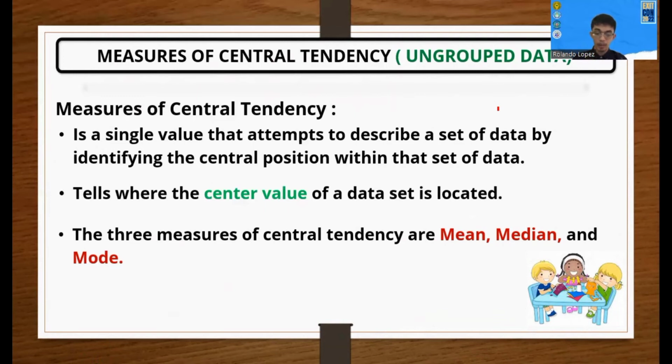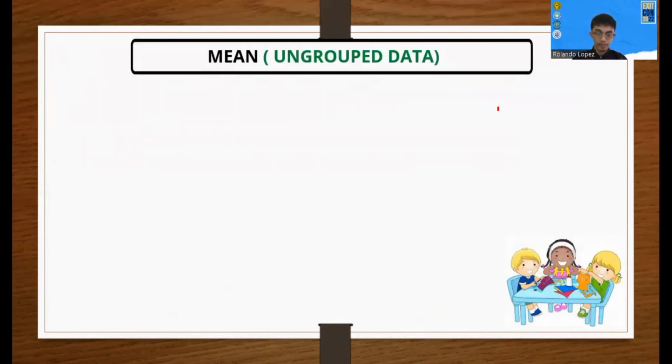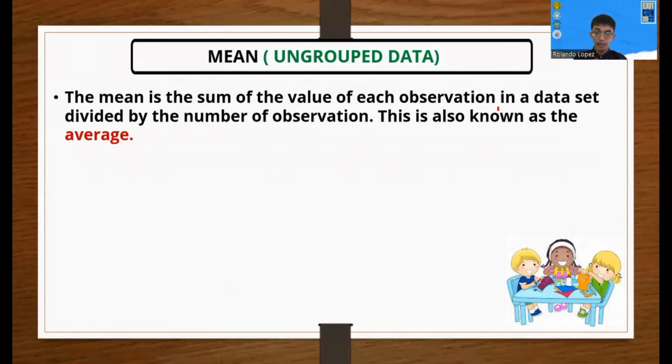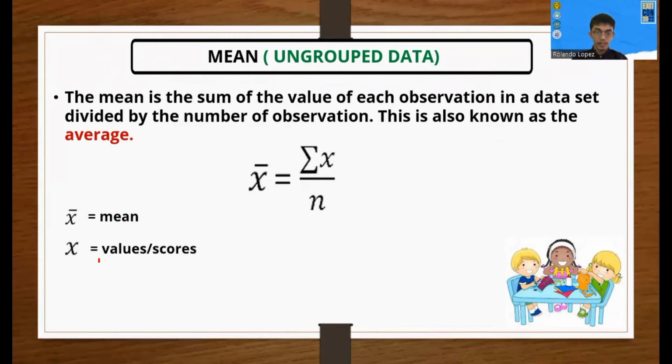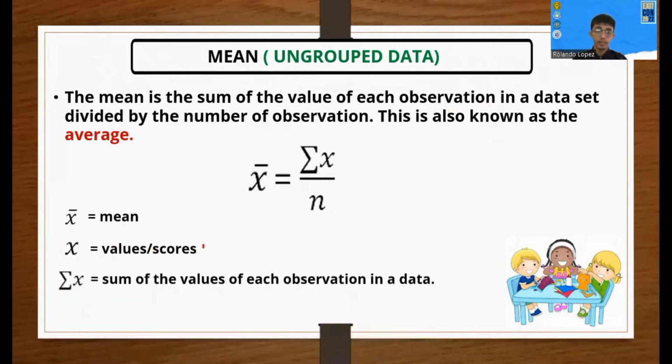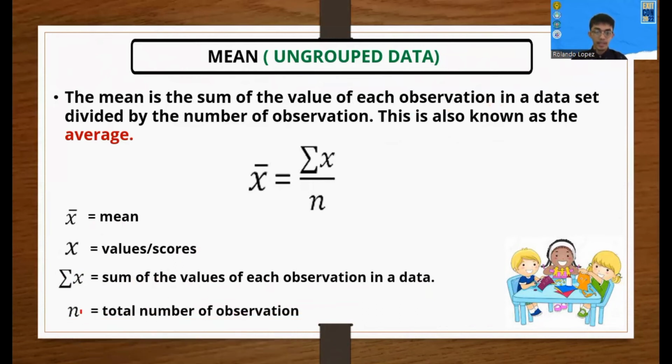Let's define first what is mean. The mean is the sum of the value of each observation in a dataset divided by the number of observations. This is also known as the average. This is the formula of getting the mean. X bar represents the mean. X represents values or scores. Summation of X represents the sum of the values of each observation in a data. Then N represents the total number of observations.